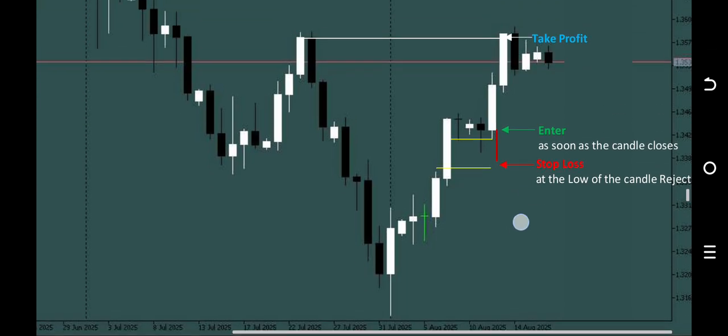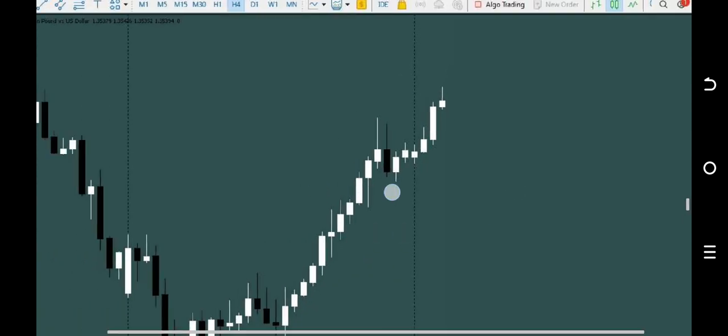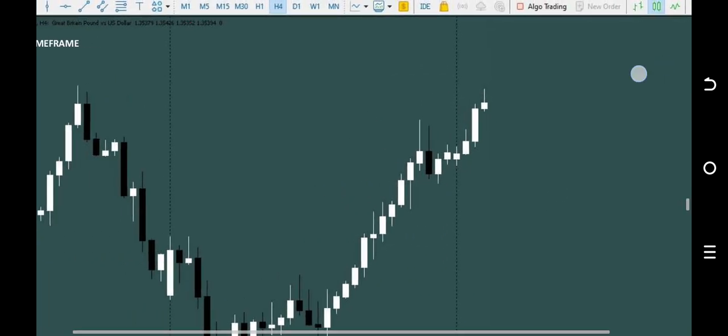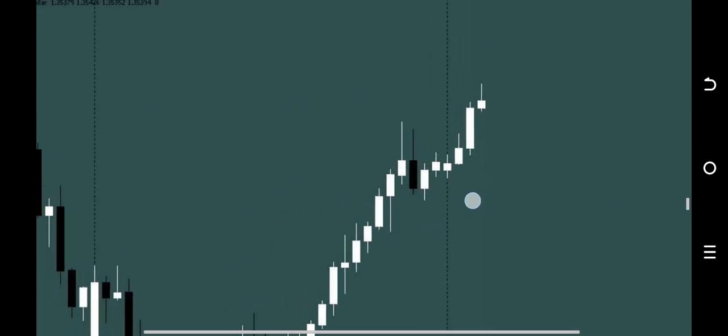Then let's take a look at the next trade. The next trade is on the 4 hour time frame. As you can see, that is on the 4 hour time frame. Now look at this. Do we have a fair value gap? Yes, we have a fair value gap here, right? Because this is where the price is currently at the moment. We have a fair value gap.